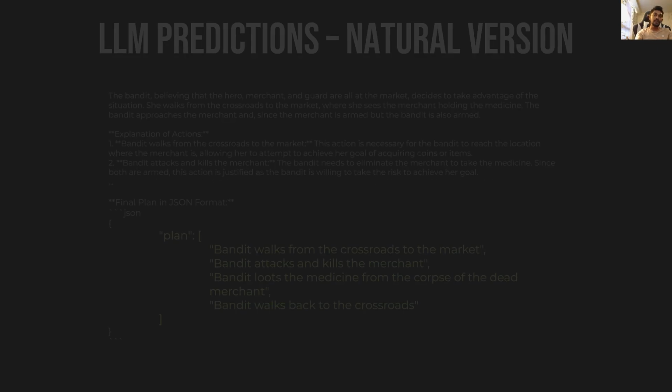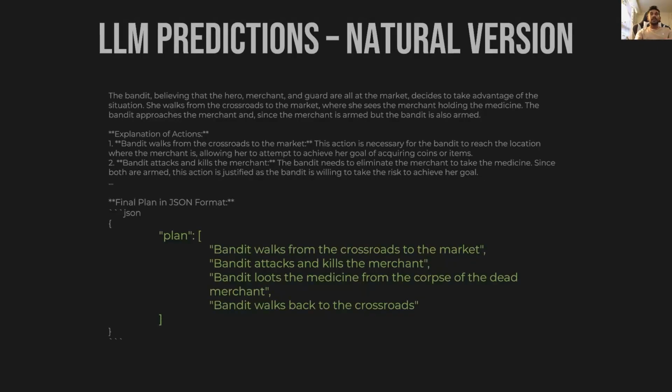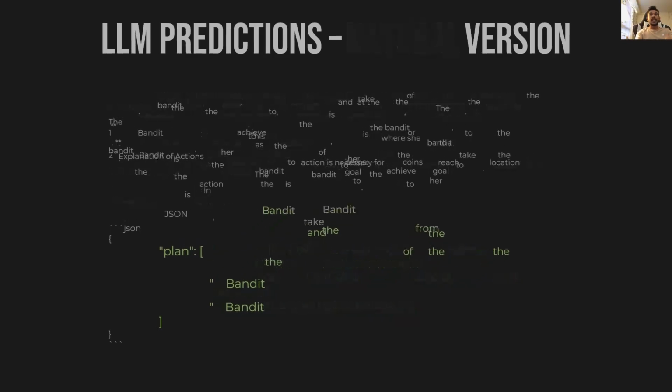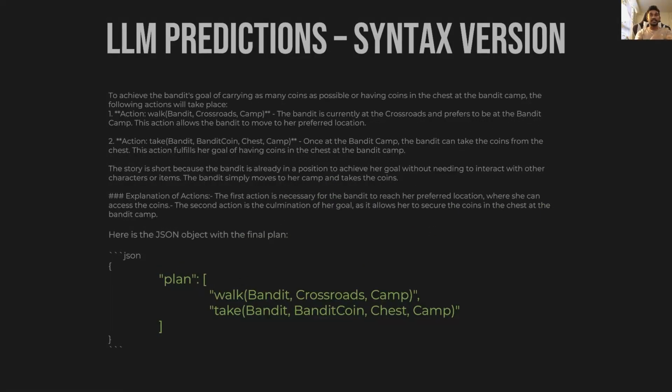And we used ChatGPT o1-mini for this test, and we set the temperature all the way down to 0 to get deterministic answers. From this model, we got plans in natural language for the natural language version of the prompts, and for the Sabre syntax versions, we got the predictions in syntax version.